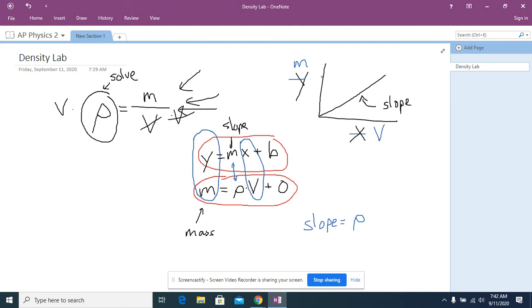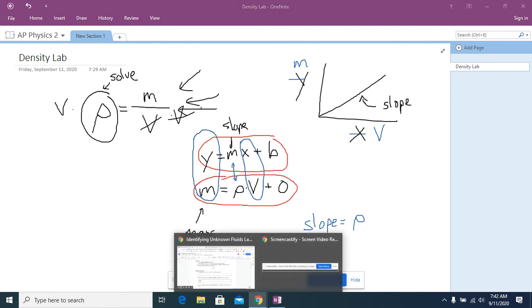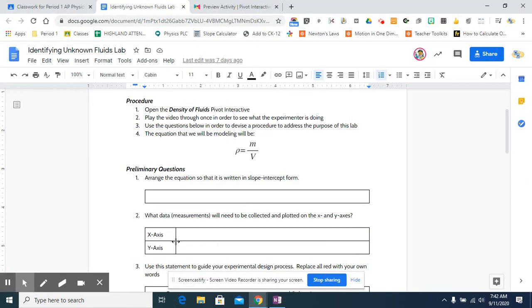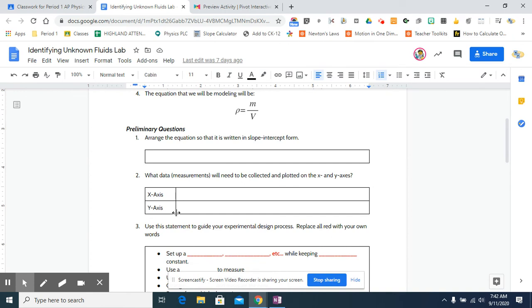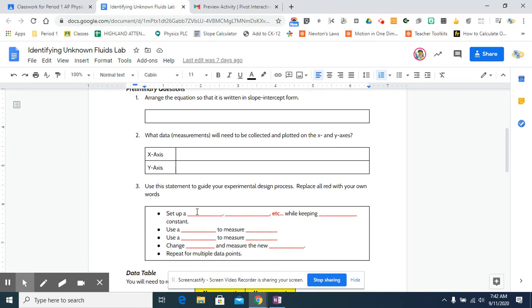And now that they're marked out over here, now we know what our procedure should be. If we go back to the procedure and we look at what was asked of us, it says, if we're going to do this experiment, what should be on the x-axis? Well, we just mentioned it. And what should be on the y-axis? Well, we just mentioned it. And when we devise our procedure, we're going to take that information and use it to make our procedure.